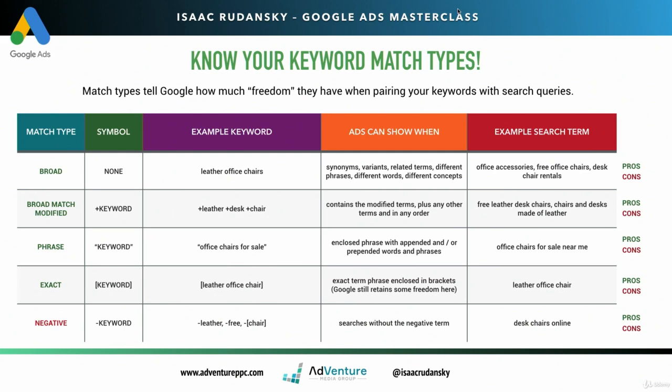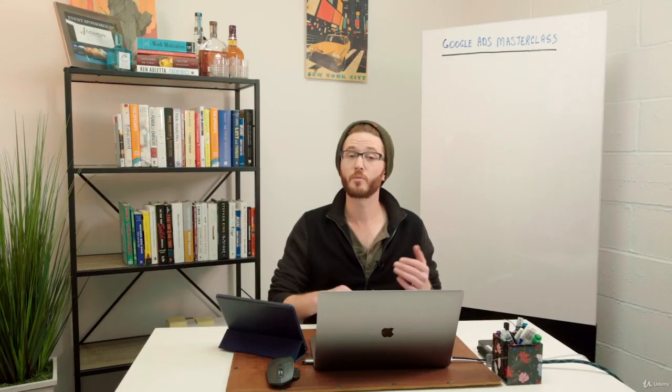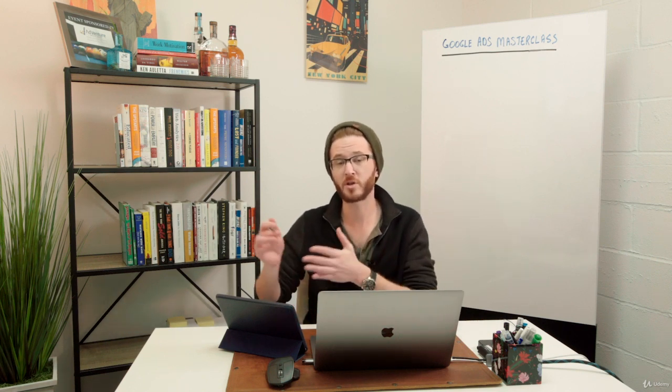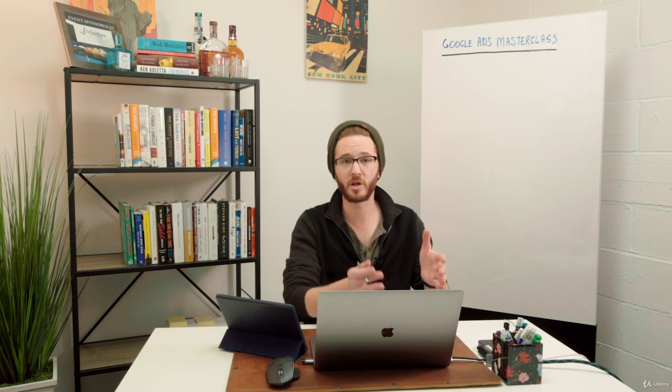Every single match type has a symbol, and that's how you identify what that match type is in the account. There are different ways to select it, and I'll show you in a minute how these different match types look in an actual account. For broad match, there's no symbol, so it's just your keyword with nothing else attached. Broad match means you're giving Google the most freedom possible when it comes to determining if a search term should trigger your keyword to trigger an ad.